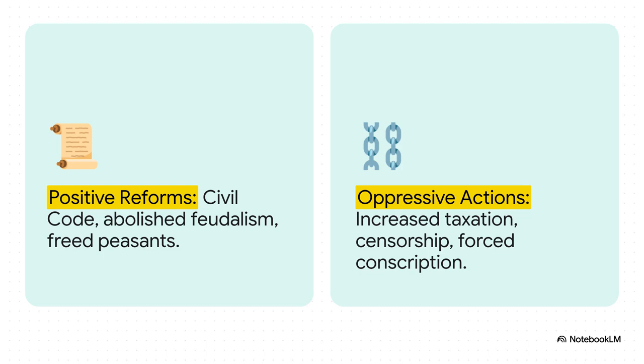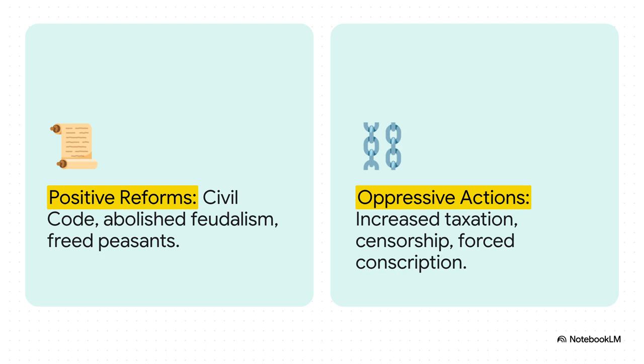And then enter Napoleon Bonaparte. His rule was, well, full of deep contradictions. On the one hand, his positive reforms were totally revolutionary. He introduced the Civil Code of 1804, the famous Napoleonic Code, which simplified administration, completely abolished the feudal system, and freed the peasants. But on the flip side, to conquer the rest of Europe and expand his empire, he imposed some seriously oppressive actions. We're talking increased taxation, heavy censorship, and forcing ordinary people into conscription for the French armies. So he was a modernizer and an imperial conqueror simultaneously, and the people of Europe absolutely felt both sides of that sword.